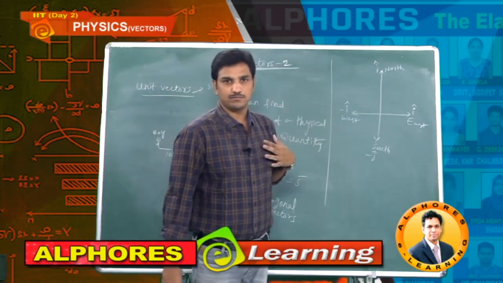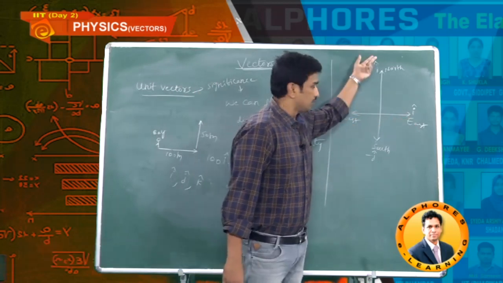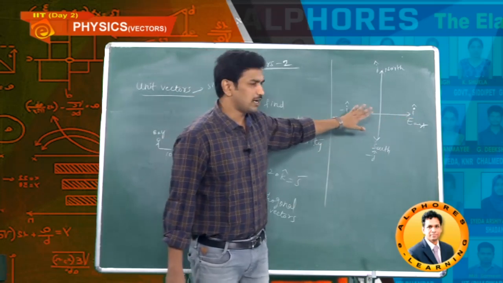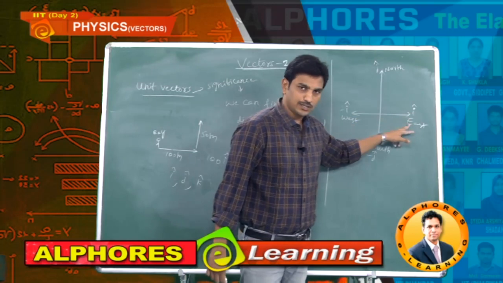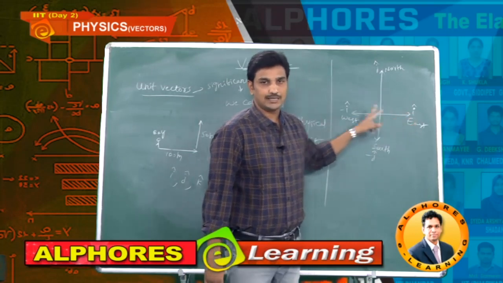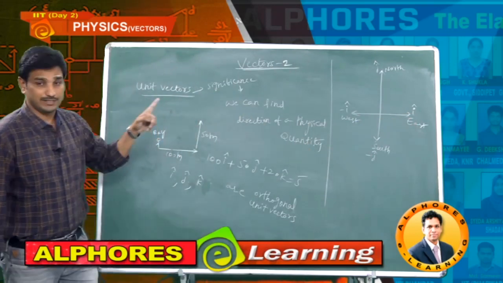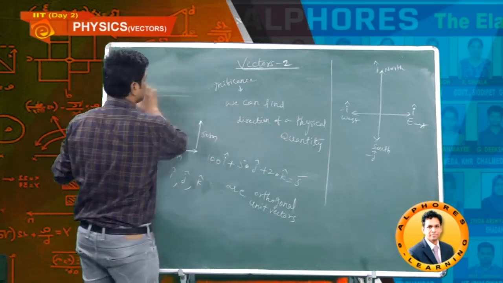This is what I am following. Suppose k cap, minus k cap. This is plus i cap, this is minus i cap. According to your flexibility, you can give directions, no problem for me. I am considering one direction: it's plus i, it's minus i, it's plus j, it's minus j. These are very helpful in physics. 100% we will use these in solving numericals.